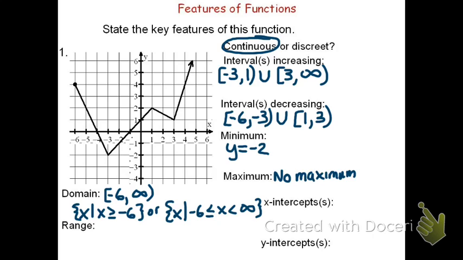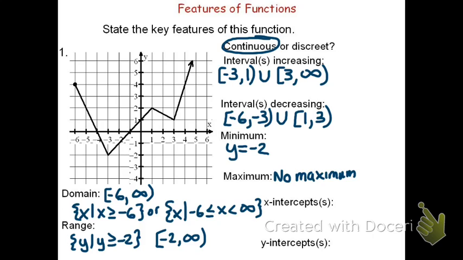For the range, now we're looking at what the graph does up and down. That's the y values. This graph has no arrow going down. It does have an arrow going up, so we know it'll be approaching infinity. The lowest value, if we look at our minimum, was -2. So using set builder notation, we would write something like this. It's the set of y such that y is greater than or equal to -2. In interval notation, it would be this. It goes from -2 approaching infinity.